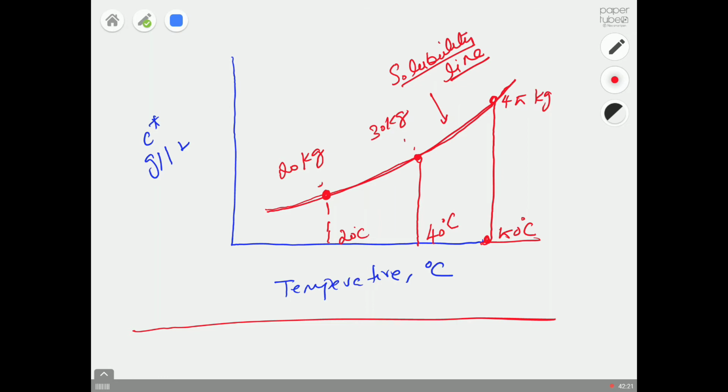Just let me change it to highlighter. Just look at this point here, and this point here. At 40 degrees centigrade, we know the solubility is 30 kilograms per liter of your solvent. So let's write that one. At 40 degrees centigrade, your solubility is 30 kilograms per liter.